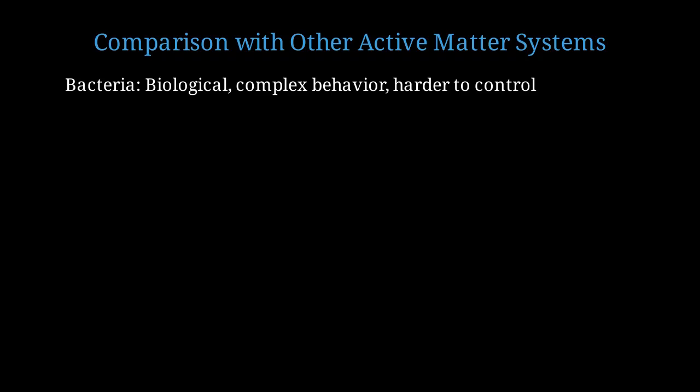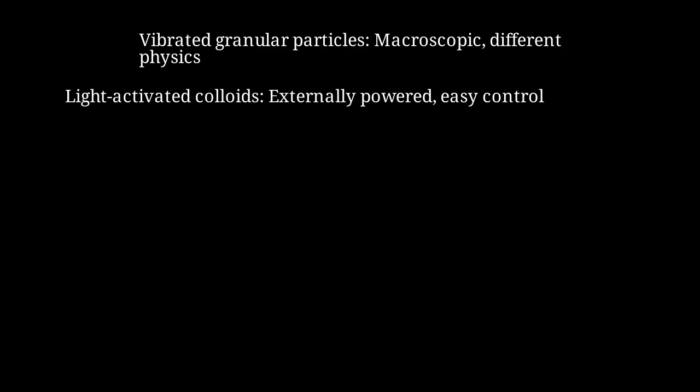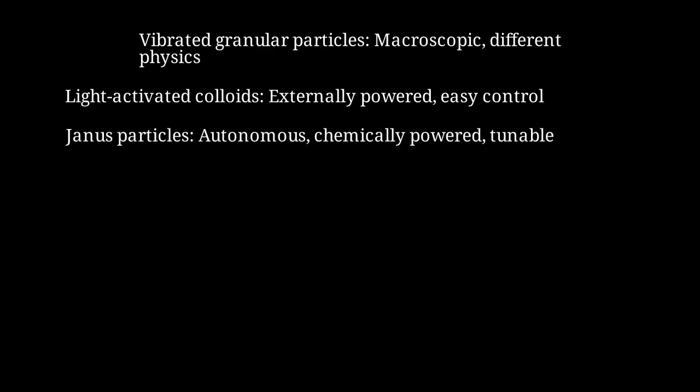How do catalytic Janus particles compare to other types of active matter? Living bacteria are the classic active matter system. They're more complex and exhibit chemotaxis and other responses, but harder to engineer precisely. Vibrated granular systems are another active matter platform, but they operate at much larger scales and involve inertia and collisions, quite different physics. Light-activated colloids swim in response to laser illumination. They offer precise external control, but require continuous light input. Catalytic Janus particles are autonomous, chemically powered, and highly tunable through design. They bridge synthetic and biological active matter.